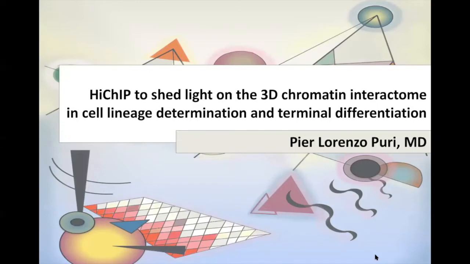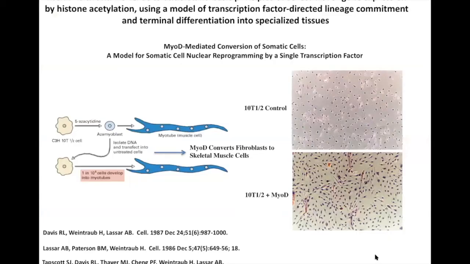This is a HiChIP protocol with antibody against H3K27 acetylation, and we have applied this HiChIP protocol to our favorite setting. This is the typical myogenic conversion of fibroblasts by the ectopic expression of MyoD, the myogenic lineage determination factor. This has been a seminal discovery from the Weintraub lab, from Weintraub and Lassar, and has been followed up by illuminating work of the Steve Tapscott lab.